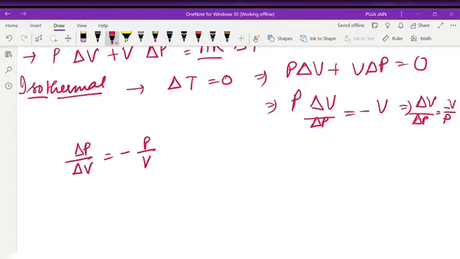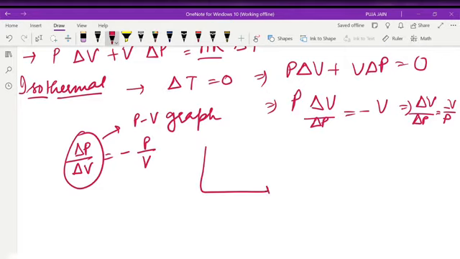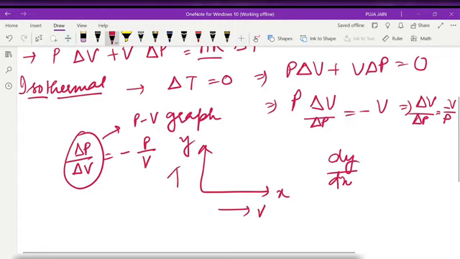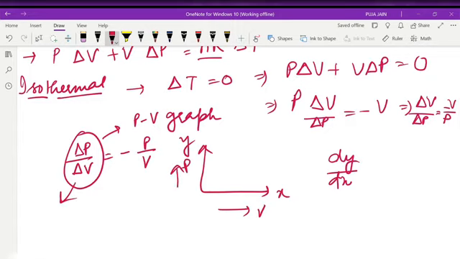Now this is the slope of what? PV graph. This is the slope of PV graph, right? If this was x and this was y, then we write the slope as dy dx, right? So this is V and this is P. The slope is dP dV or del P del V for a small change. So we are getting minus P by V. So this is our slope in case of isothermal.